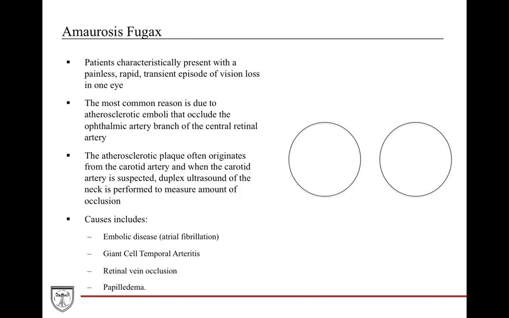this, because things can be something like embolic disease from AFib. You can do an echo on the chest and the heart to see if they have AFib, and then maybe showering these emboli up. You could have giant cell temporal arteritis, which causes like a vasculitis that closes down the perfusion of the ophthalmic artery. You can have central retinal vein occlusion, and you can also get papilledema that can cause it. And it's very characteristic.